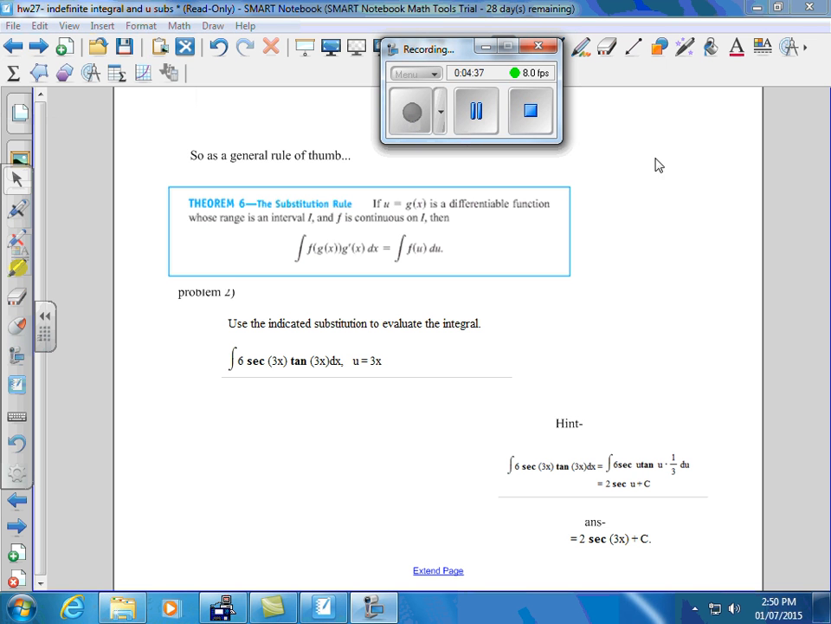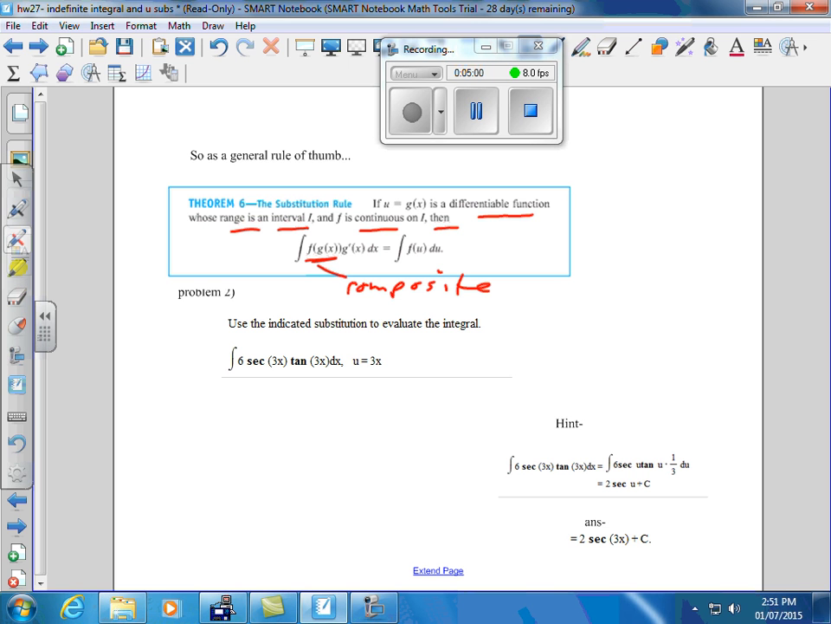Many things in life are awkward until you do them again and again and again. You get better at it. Okay, so if u equals g of x is a differentiable function whose range is an interval I and f is continuous on I, then I like to think of it here, f of g of x, well, that's a composite function. So that's what I've been saying all along.